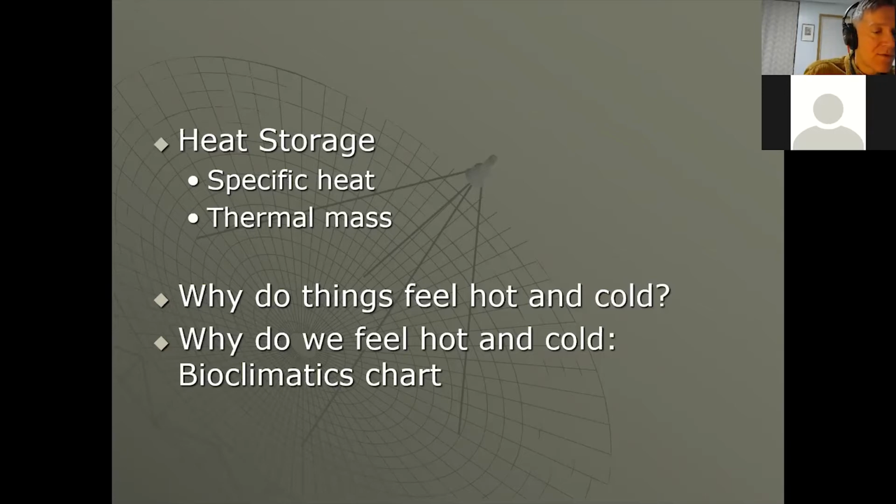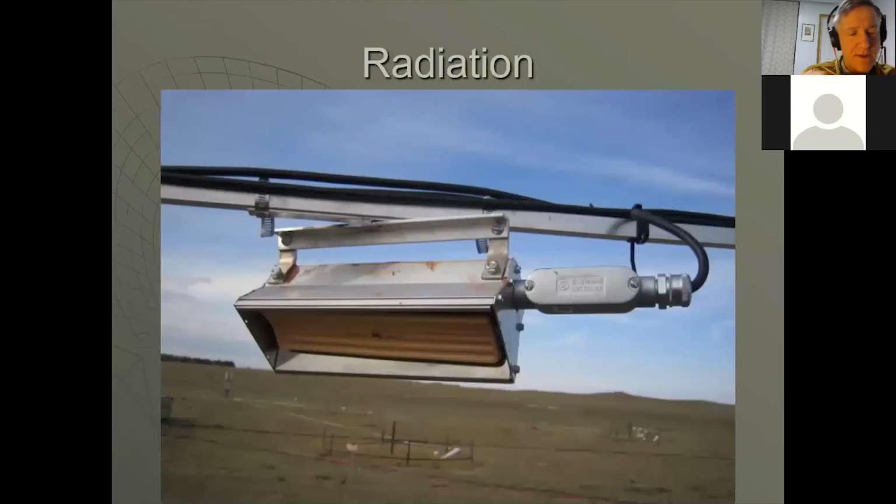And with the bioclimatic chart, I might do that at the end because that's an interesting issue. I kind of want to get into radiation right away. And this is an image you saw before. So these have really practical importance, and the most practical one, of course, is the sun, which is the source of energy for our Earth.